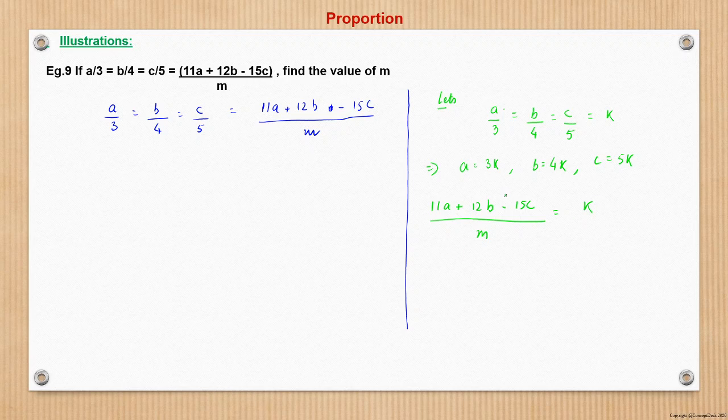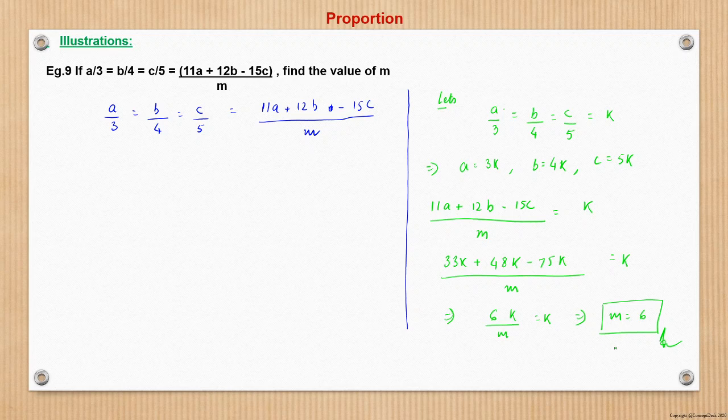Here we will substitute a is equal to 3k, so it becomes 33k plus 12b means 48k minus 15c means 75k upon m is equal to k, right? So from here the numerator has what value? 33 plus 48 is 81. 81 minus 75 is 6k upon m is equal to k. k gets cancelled out, so m is equal to 6. So using the generic approach, we have found that m is equal to 6.